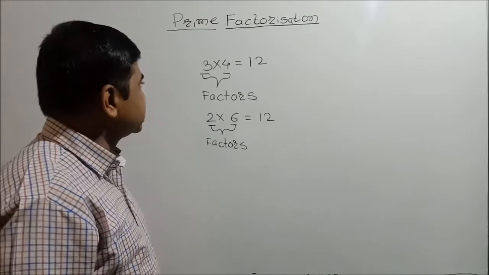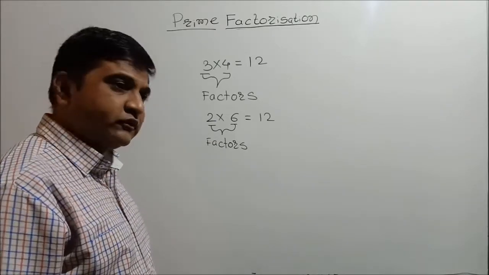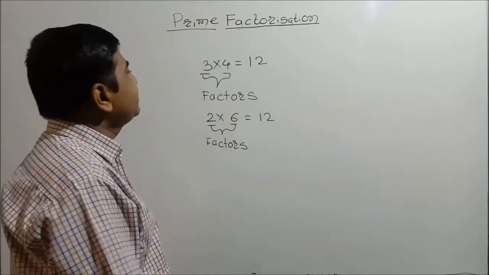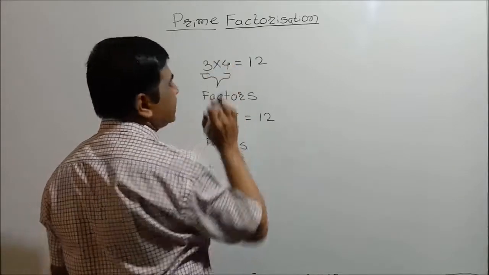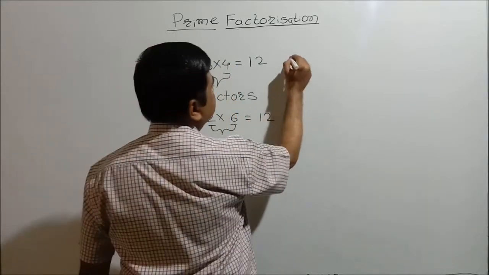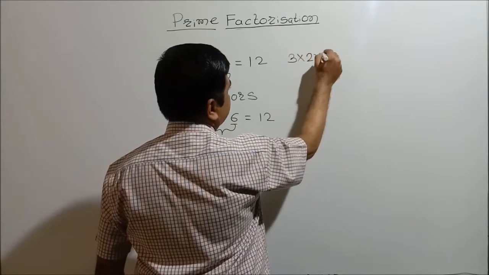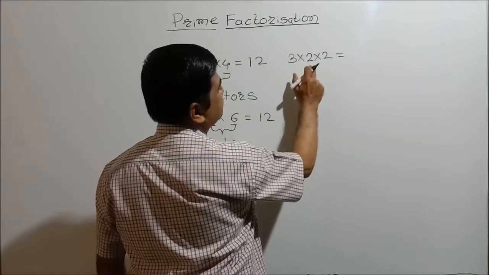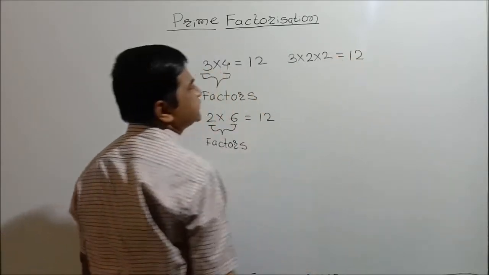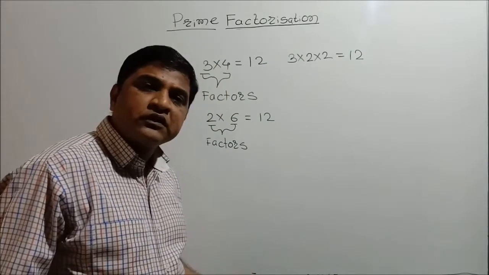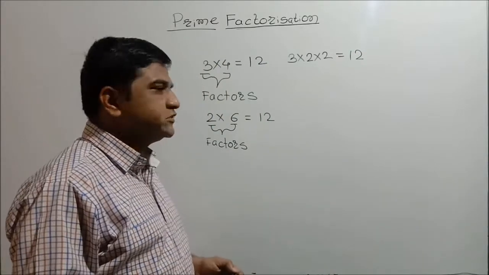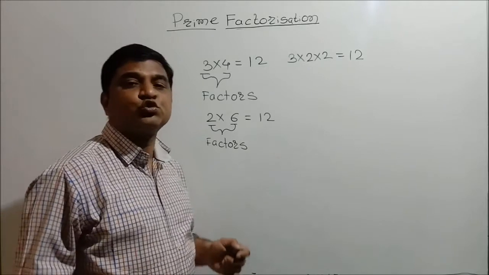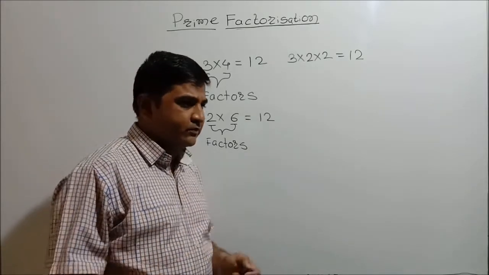So what is the problem? The problem is that these are not prime numbers. So if I split this 4 and write 3 multiplied by 2 multiplied by 2, because 2 2s are 4, and 3 2s are 6 and 6 2s are 12, now this explaining a number as a product of prime numbers is known as prime factorization. So what basically we are doing in prime factorization is showing a number by the multiplication of prime numbers.